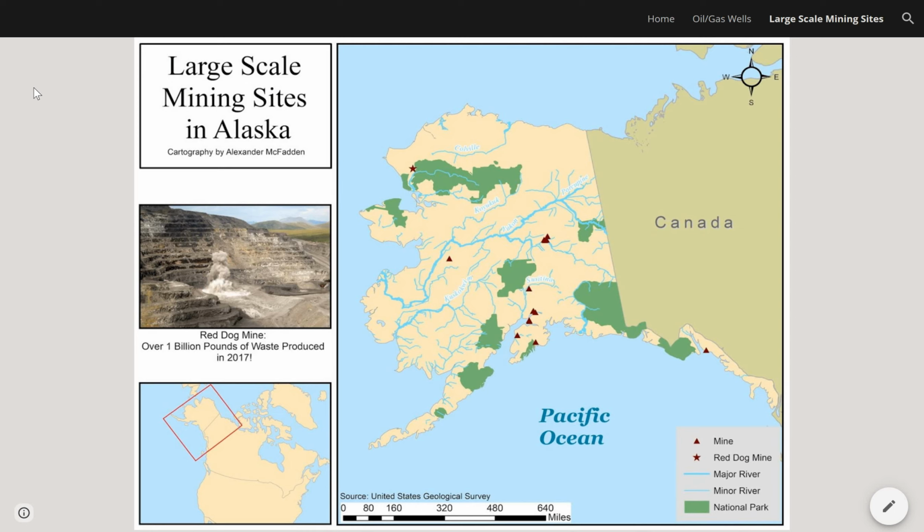As for providing more spatial context, I added an inset map with a smaller scale to show where it is in North America and relative to other portions of the world. And of course, I provided a border for the large map of Alaska.